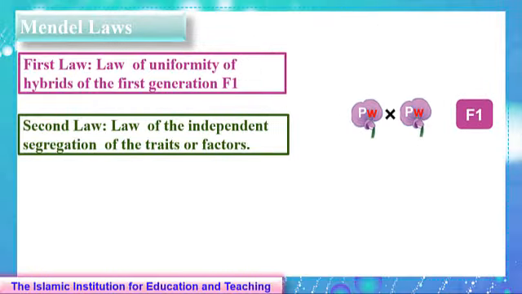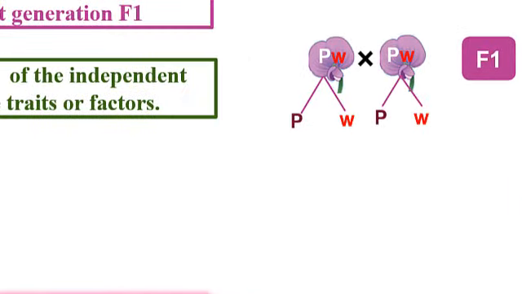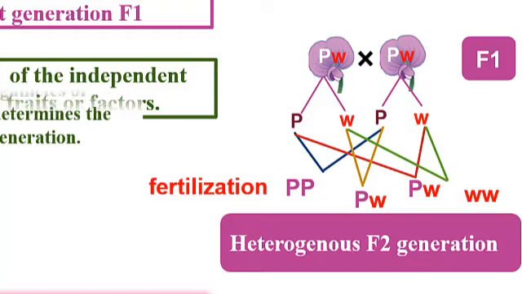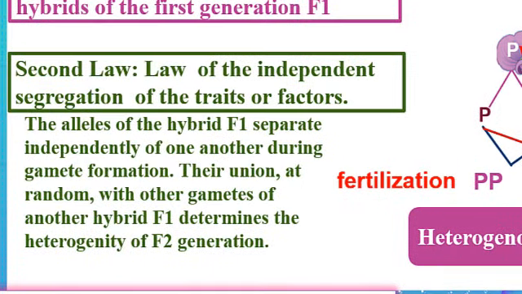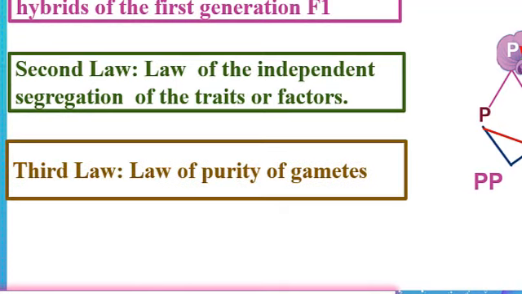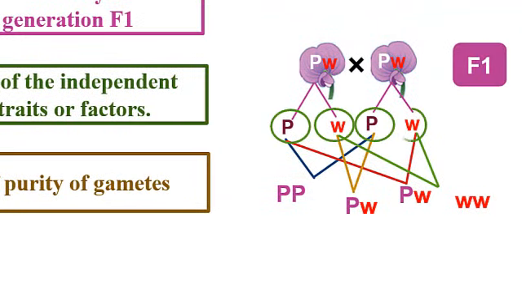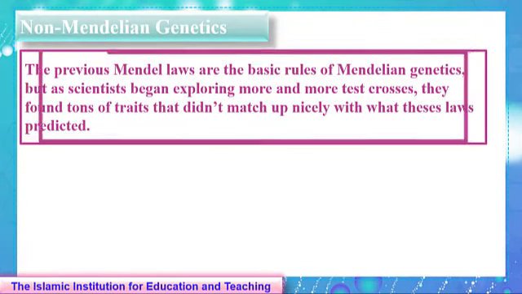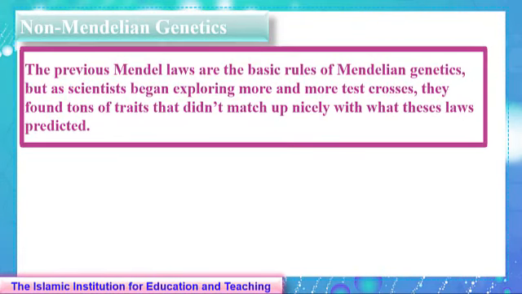The second law is the law of independent segregation of the traits or factors, which means that the alleles of the F1 hybrid separate independently of one another during gamete formation. Also, fertilization, which means the union of the gametes, happens at random, and it results in heterogeneous F2 generation. The third law is the law of purity of gametes, which means that each gamete carries one allele for a given gene.